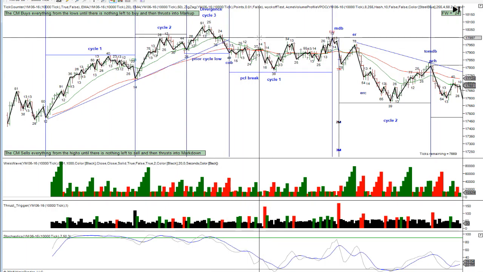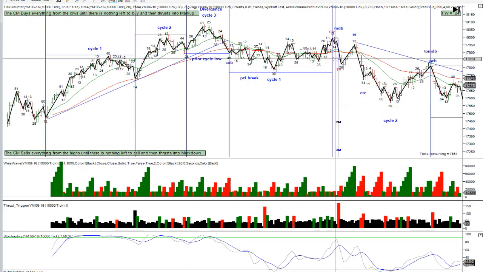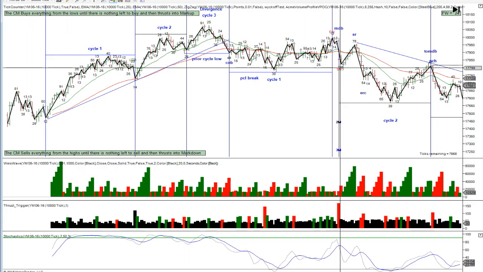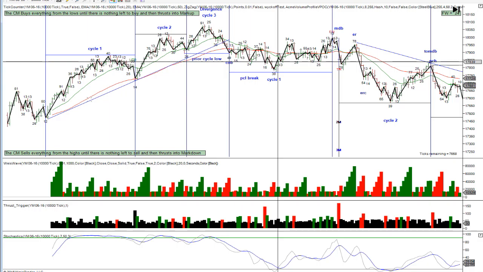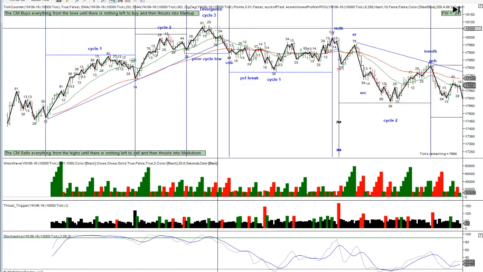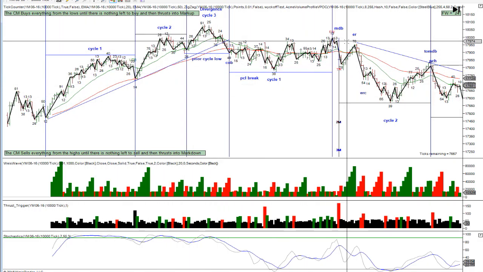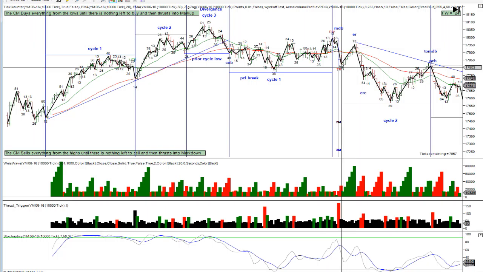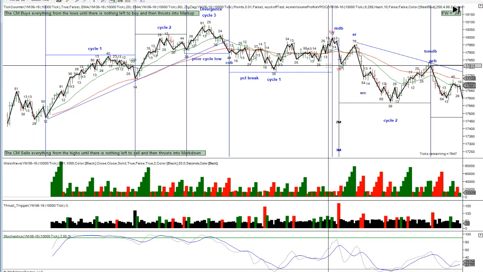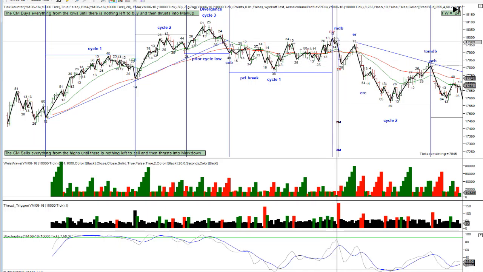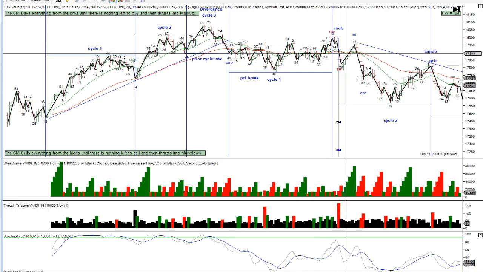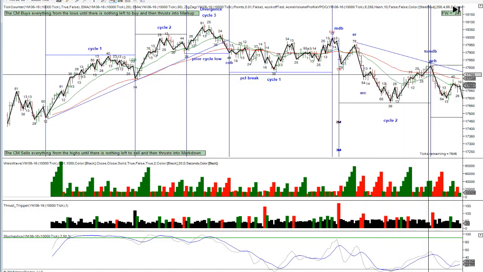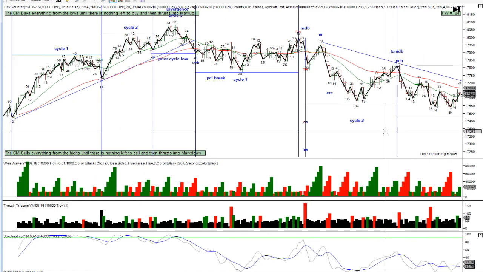As you can see, it went all the way back, and you have that thrust. That thrust is really important because it means that the markup phase is done and the markdown phase has been initiated. So this right here is distribution, and the markdown phase is in effect. So this markdown bar initiates the second cycle, and we're in markdown now.